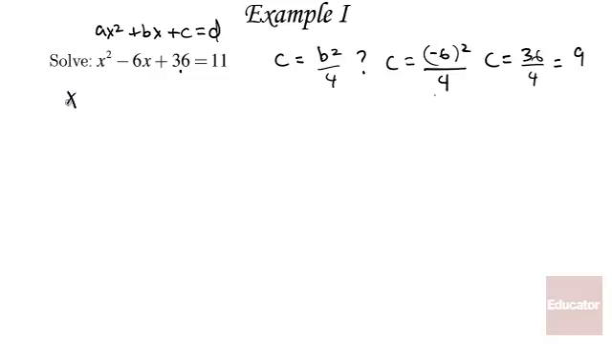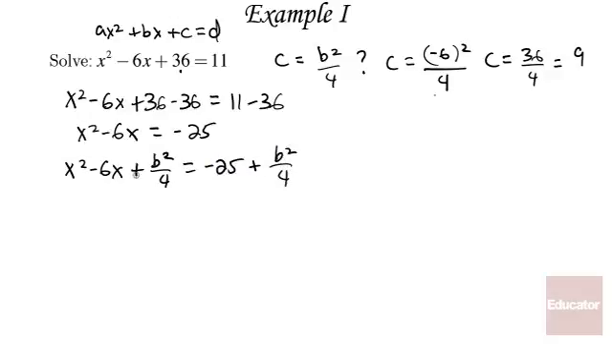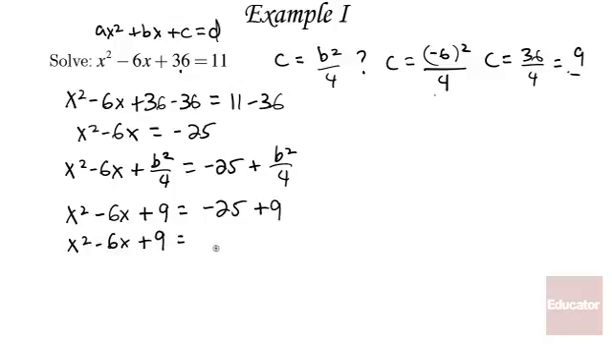First step, put all the variables on the left. I have a constant on the left. I need to move that to the right by subtracting 36 from both sides. These cancel out. I get 11 minus 36. That is negative 25. Now, complete the square. You complete the square by adding b squared over 4 to both sides. What's crucial is that you add that to both sides. I already figured out b squared over 4 when I was checking to see if I had a perfect square trinomial, so that makes it easy. Just go ahead and substitute in 9 for b squared over 4. And this gives me x squared minus 6x plus 9 equals negative 25 plus 9, which is negative 16.